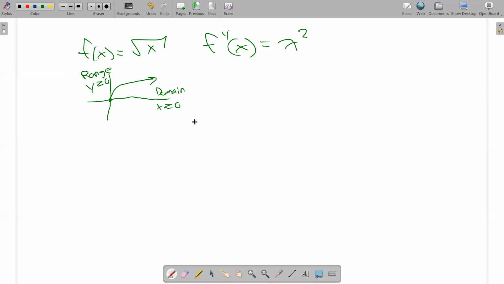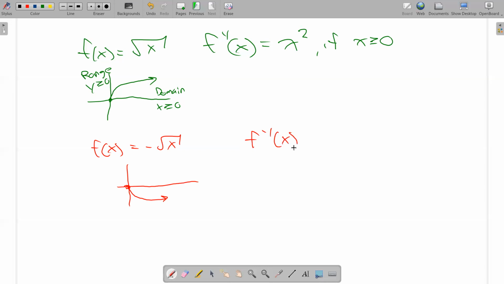And again, we switch x with y, and the domain and range are pretty much the same numbers, just one's for x and one's for y. That means I can only claim this is the inverse function if x is greater than or equal to 0. So I only consider half of that function there. Alternatively, if I were looking at the function negative square root of x, that would be a vertical flip. So that would be this guy right here. That means for the inverse, I want the other half of this parabola. So then the inverse function would be x squared, but only if x is less than or equal to 0.